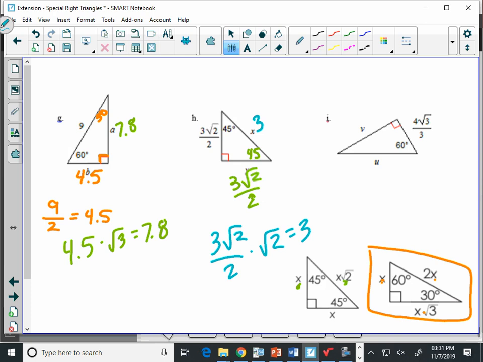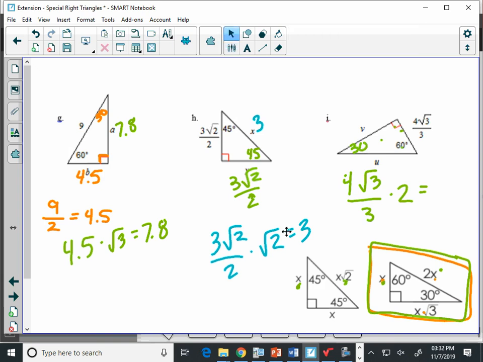Last one here, it's a 30, 60, 90. One's the right, one's 60, the other one's 30. We're given the short leg. So again, we're going to use the 30, 60, 90 triangle down here in the corner. When I'm given the short leg, to get the hypotenuse, I multiply it by 2. And again, I know I'm given the short leg because it's what's across from the 30. So I'm going to multiply it by 2 to get the hypotenuse.